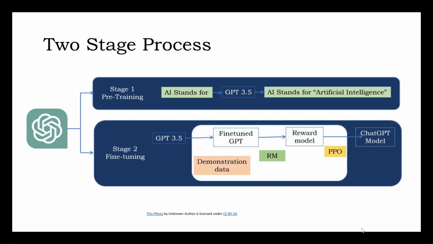Stage two is fine-tuning. The GPT 3.5 becomes the fine-tuned GPT. It is provided with the RM, that is the reward model. From the reward model, it is given to the optimizing algorithms, and that provides the ChatGPT model.